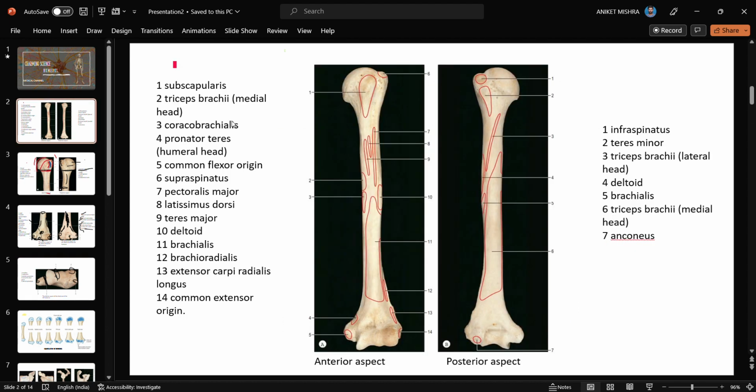So let's come and talk about the muscles which are going to attach on the surface of the humerus. First of all, we are going to start from the head. When we start from the head, we will see the first muscle, that is the subscapularis.